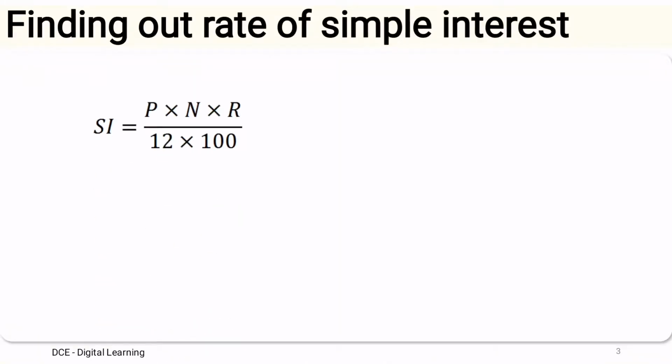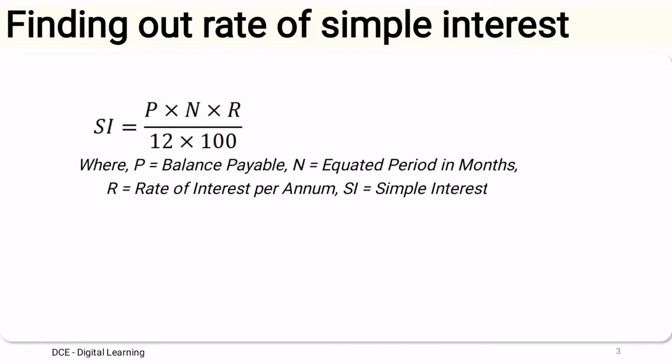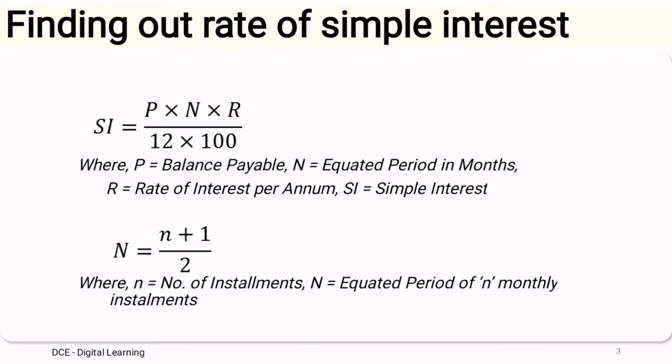For finding out the rate of simple interest, we need to use the formula of simple interest equals P into N into R divided by 12 into 100, where P is the balance payable, N is the equated period in months, R is the rate of interest per annum, and SI is the simple interest. Here capital N, the equated period in months, equals n plus 1 divided by 2, where small n is the number of monthly installments, and capital N is the equated period of n monthly installments.